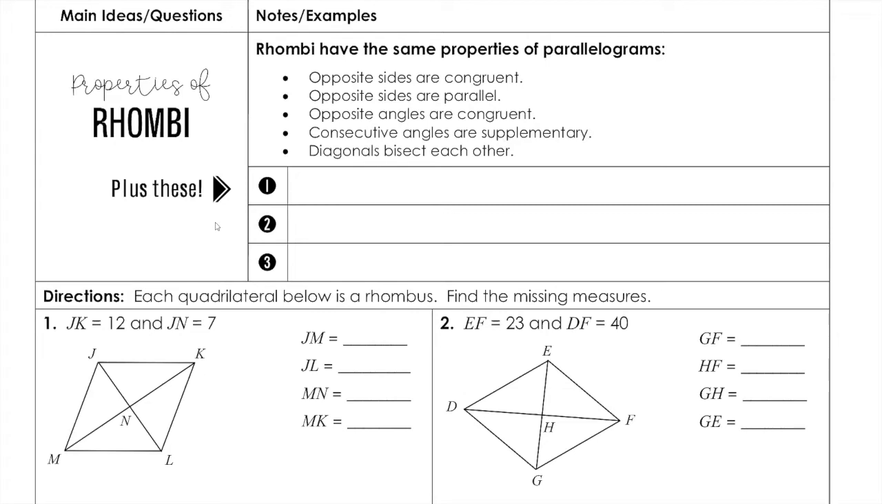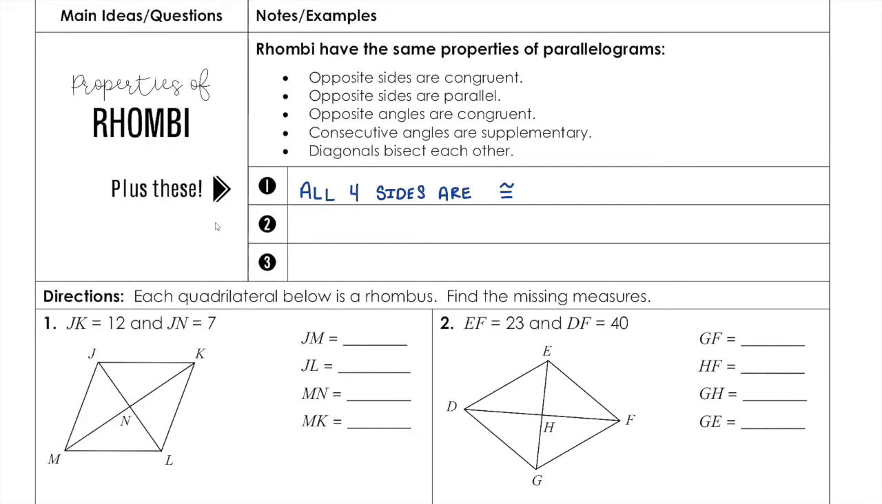They do not share the properties of a rectangle, though. So rectangles, the diagonals are congruent and they have 90-degree corners. That's properties of a rectangle. Rhombi have their own. So in a rhombus, all four sides are congruent. It kind of looks like a square. It's kind of a square that's got pushed over a little bit.